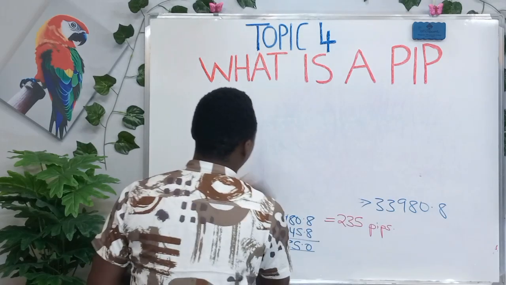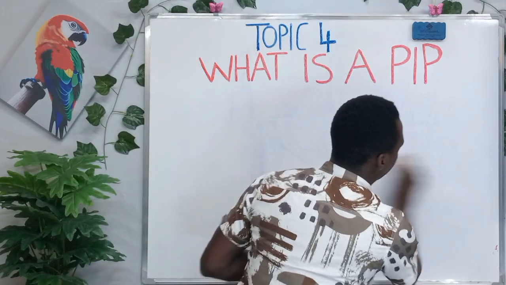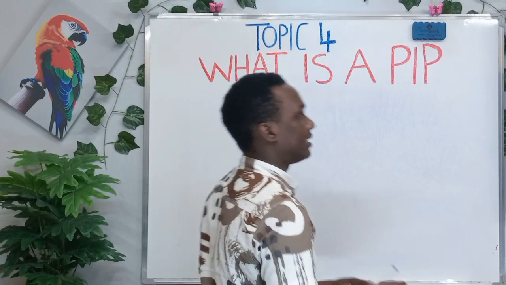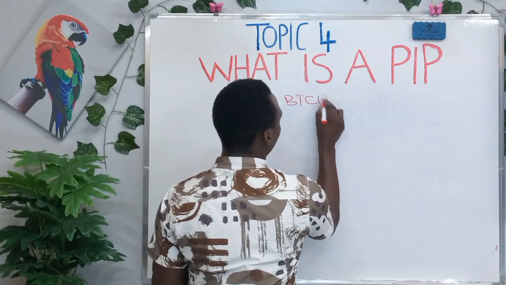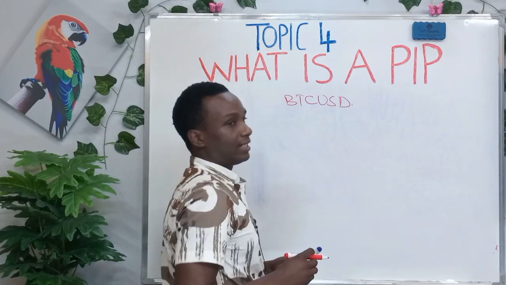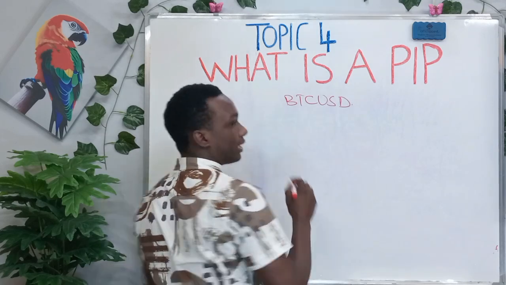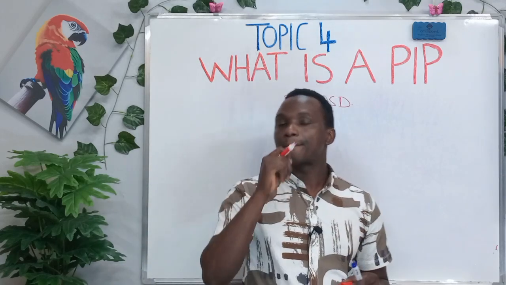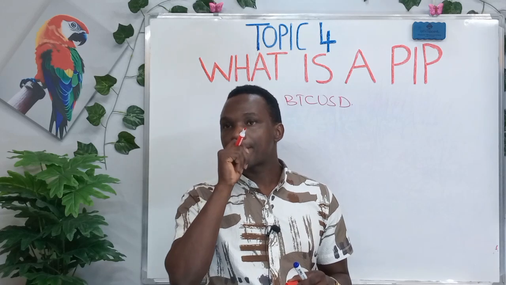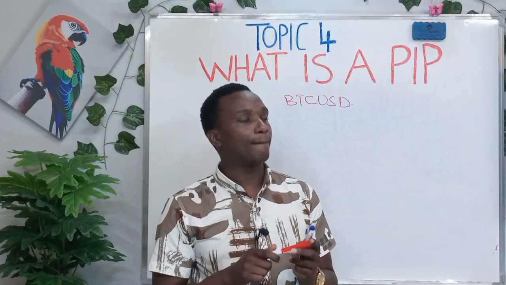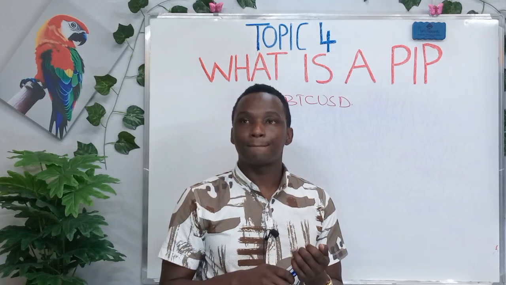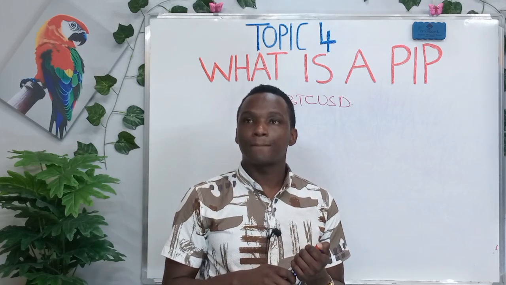Okay, let us look at the BTC USD. What is the price of BTC USD right now? Yes, a question? Just to ask. It means that only pairs which have JPY are the only pairs that are represented with 2 decimal places.